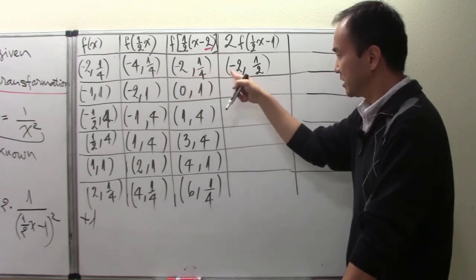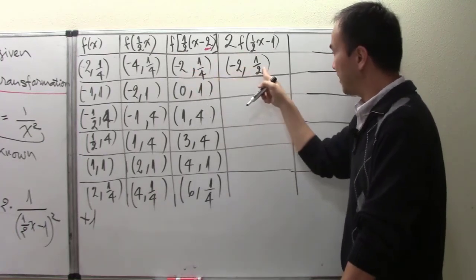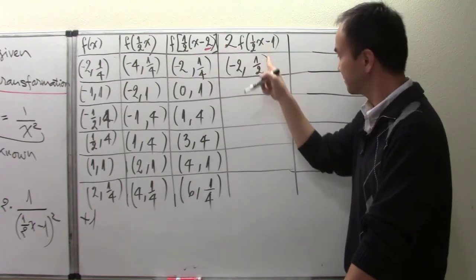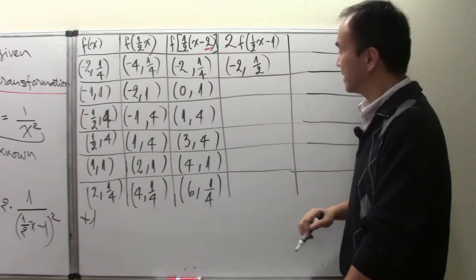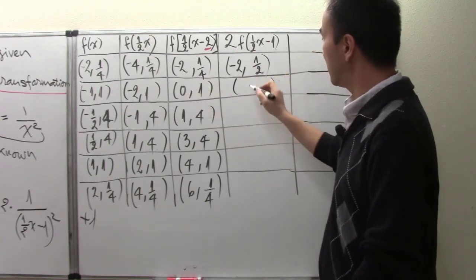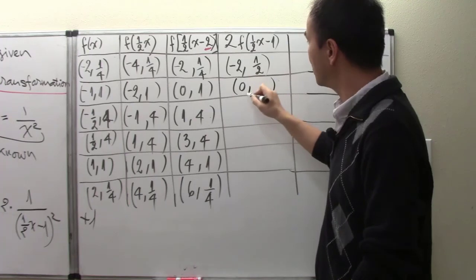X value stayed the same. Y value here became 1/2 because of 1/4 times 2. That gives me a 1/2. Okay. And now I'm looking at the next point right here, 0 comma 1. It's now transformed to 0 comma 2.